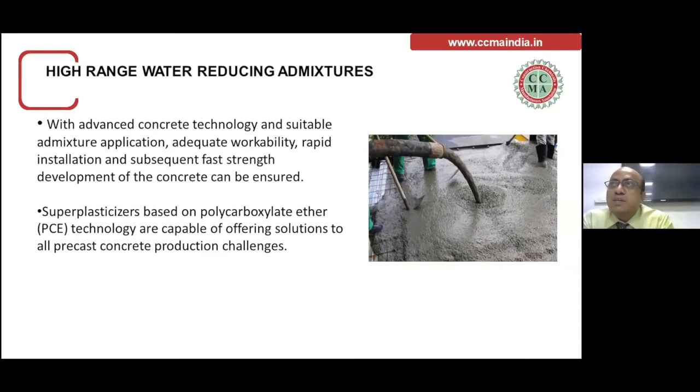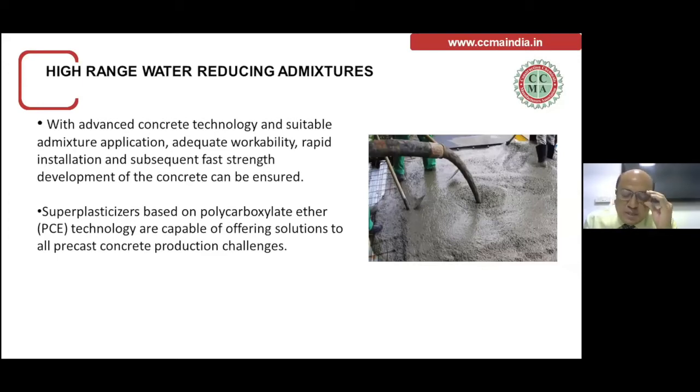So that means it started from somewhere around 1982, but the major boost happened in the year 1990, where there was a dramatic change, and the major focus for high strength admixtures was for precast industries only. So what's the function? With advanced concrete technology and suitable admixture application, adequate workability, rapid installation, and fast strength development of the concrete can be ensured.